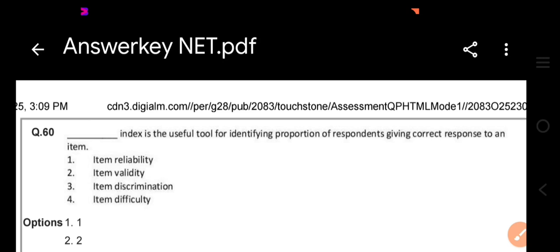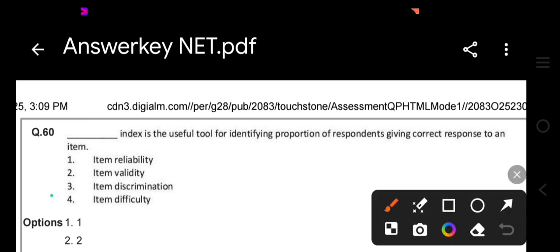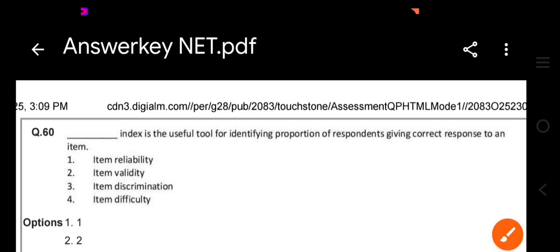The fourth one is the item difficulty index. That is the right answer, because item difficulty is the tool that helps in identifying the proportion of respondents. So this is the correct answer. I am moving to the next one.